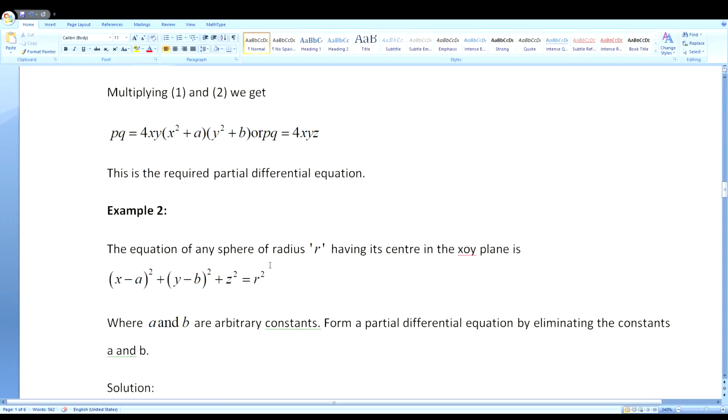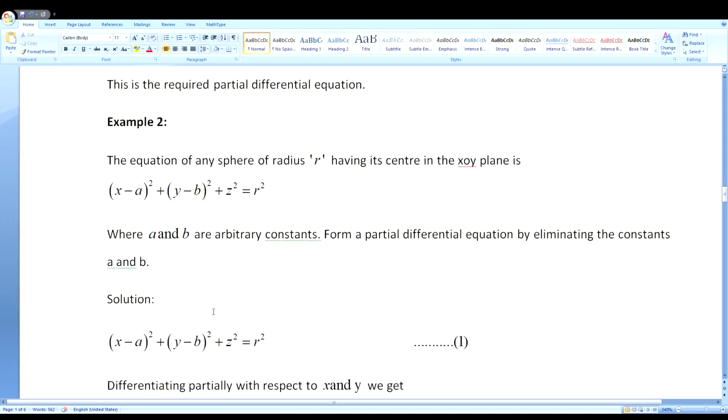The equation of any sphere of radius r having its center in the xy plane is given by (x minus a) whole square plus (y minus b) whole square plus z square equal to r square, where a and b are arbitrary constants. Now we are going to form the partial differential equation by eliminating a and b.